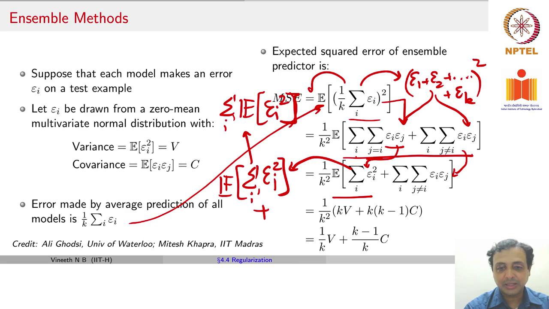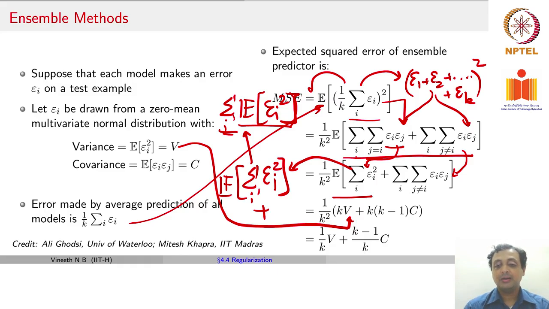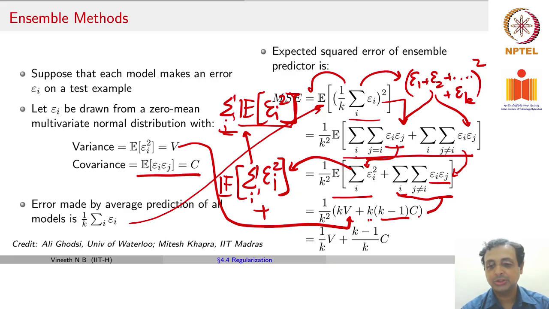So when you do that, you would have an expectation of epsilon i square, which is V, and you take a summation k times over V, so you will have kV. Similarly, in this case, you would have k into k minus 1 times C. Why is that the case? You would have i going from 1 to k, j not equal to i, so you will get only k minus 1 values in the second summation. So for k into k minus 1 terms of epsilon i epsilon j, the expectation is given by C. Now cancelling out k's, you will be left with 1 by k V plus (k minus 1) by k C.